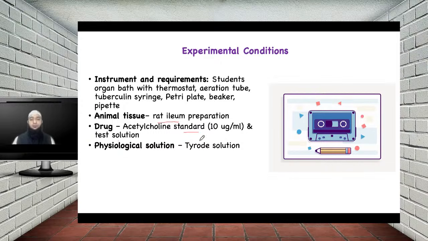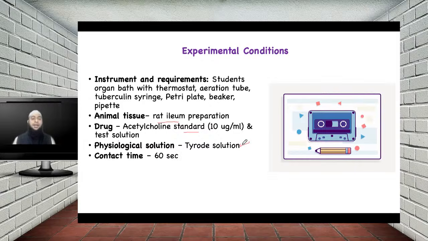Physiological solution: obviously we are using Tyrode solution because we are using a GIT preparation. For all kinds of GIT preparation or tissue, the physiological salt solution required to keep the tissue alive is Tyrode solution. We have seen this even in the case of the rat fundus strip, and in the case of the rat ileum we are using Tyrode solution.